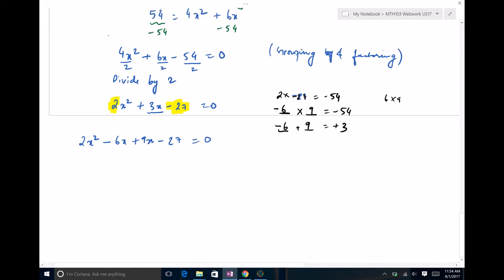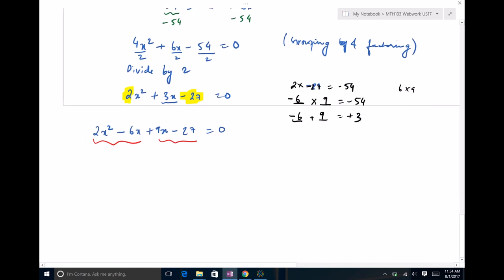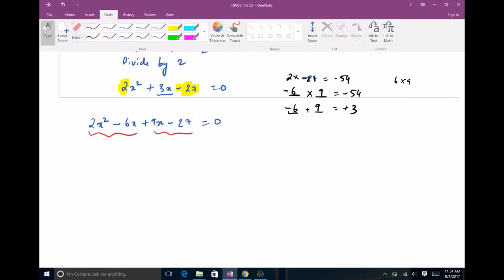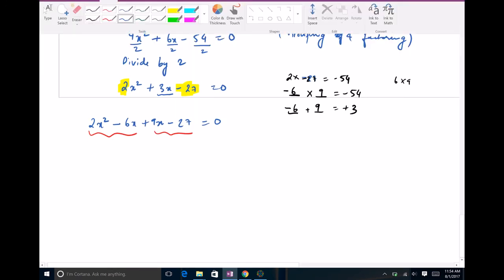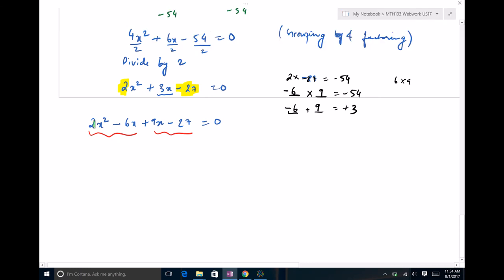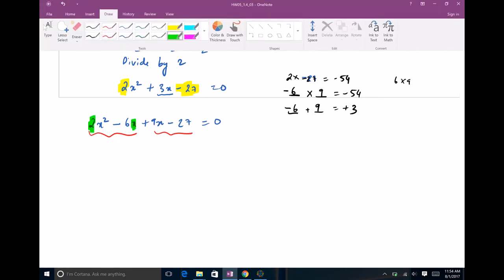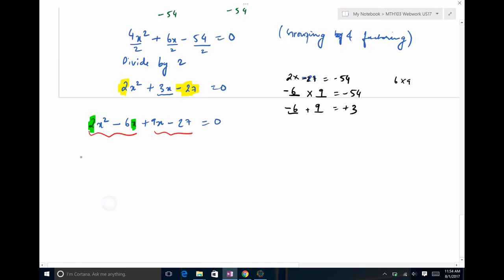Now we group and factor. So I'm going to group the first two terms together and the next two terms together. And so 2x squared and 6x, what do they have in common? They have the 2 in common and they have the x in common. So I'm going to pull those out and I get 2x. Once I pull out 2x from 2x squared, I'm left with x. And if I pull out 2x from negative 6x, I'm left with negative 3.